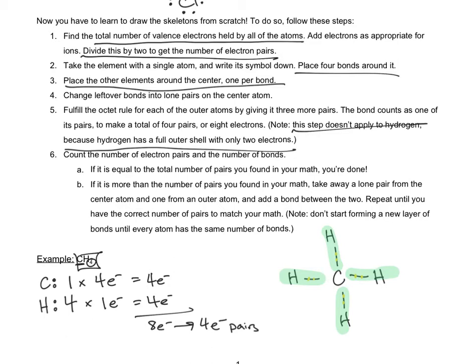We move on to step number 6. Count the number of electron pairs and the number of bonds. So I'm going to go ahead and do that in blue. Count the number of electron pairs. Are there any more electron pairs? Nope, there aren't any hanging out around atoms.